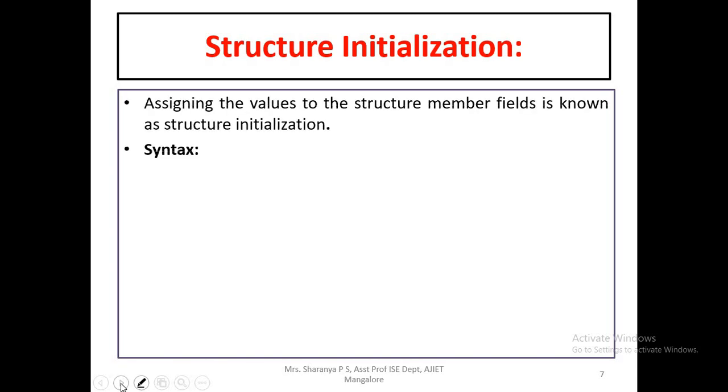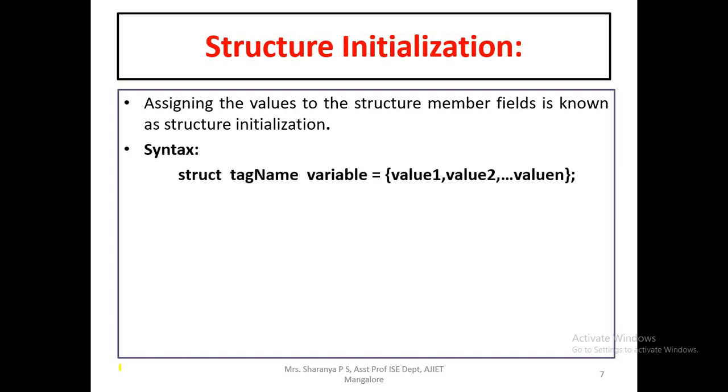Now, how can we store some values in these structure variables or structure members? In order to do that, we have to assign the values to the structure members. That is what we call structure initialization. The syntax we follow here is struct and then the tag name. These are mandatory, and then we mention the variable to which we are storing the value.